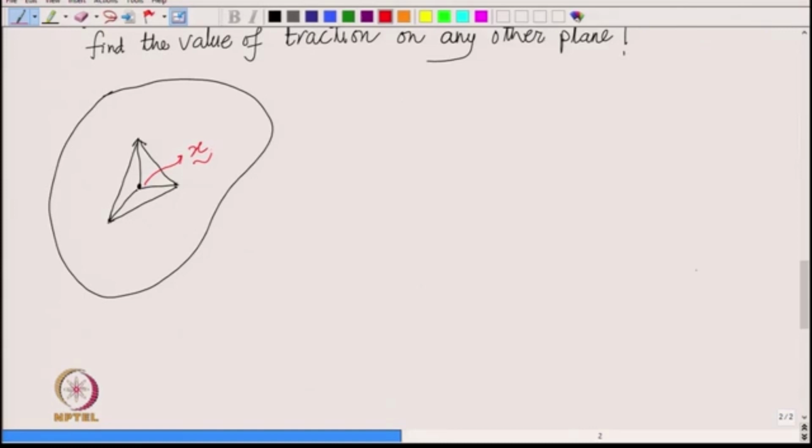You see this tetrahedron has 4 planes. Can you see the 4 planes? Let us zoom this diagram. So, I am going to draw a bigger tetrahedron.